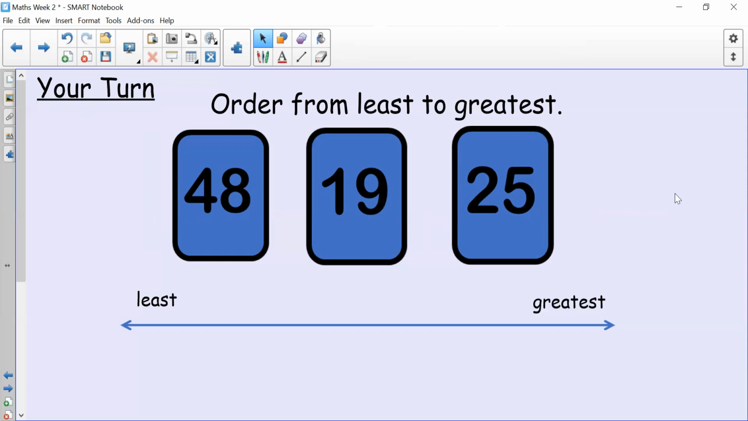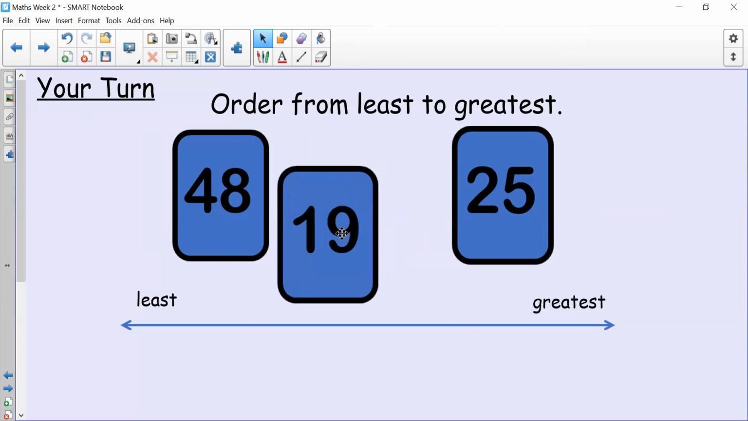Okay, so hopefully you remember that when we look at a two-digit number, then we can tell how many tens and ones it has, because the first digit is how many tens it has and the second digit is how many ones it has. So if we remember that, and we can also remember that comparing and ordering numbers, we look at the tens first, then I can see that 48 has got 4 tens, 19 has got 1 ten, 25 has got 2 tens. So which number has the least tens?